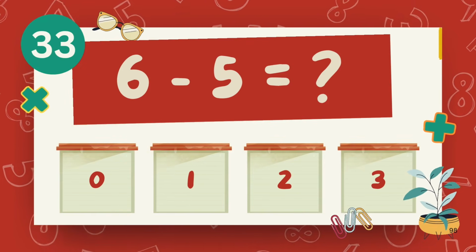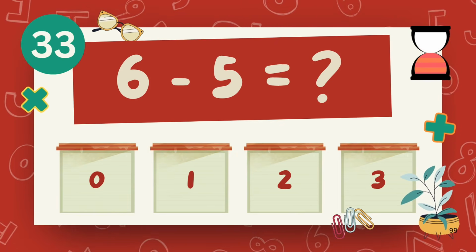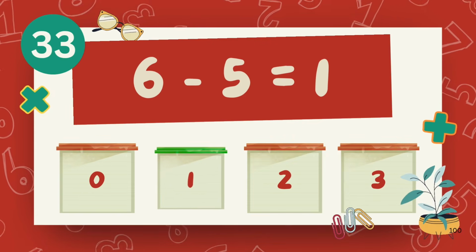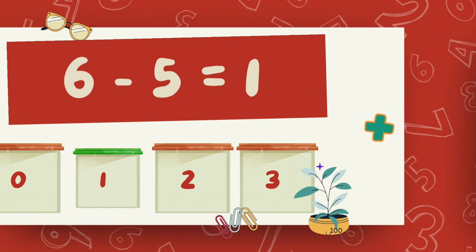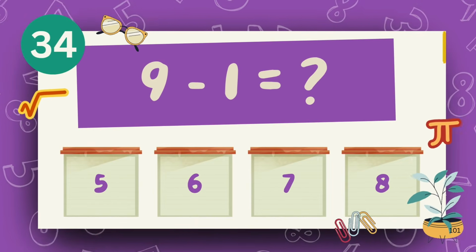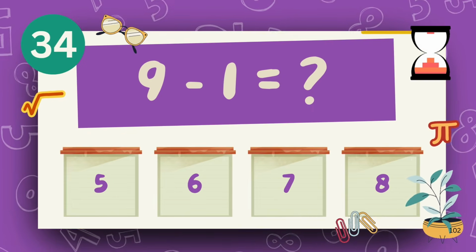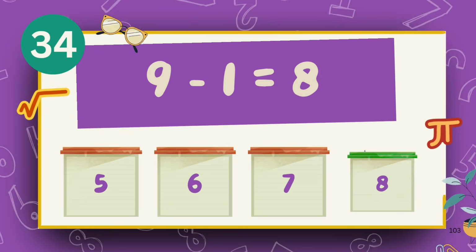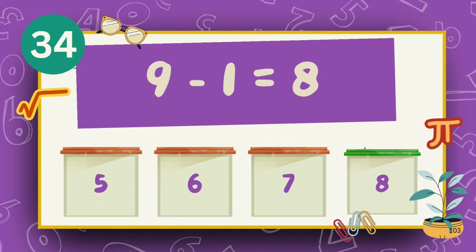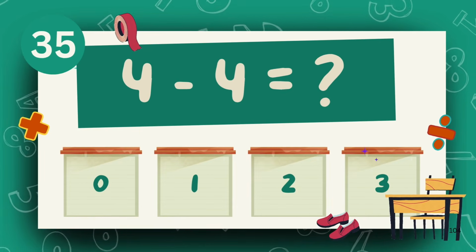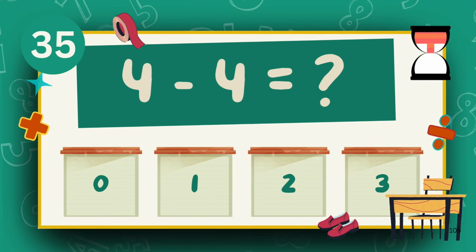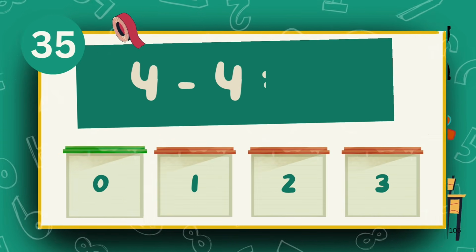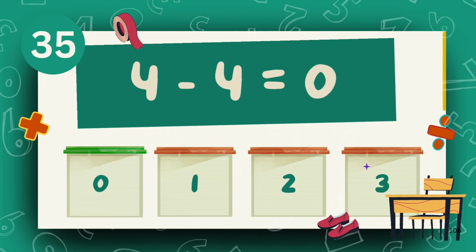What is 6 minus 5? The answer is 1. What is 9 minus 1? The answer is 8. What is 4 minus 4? The answer is 0.